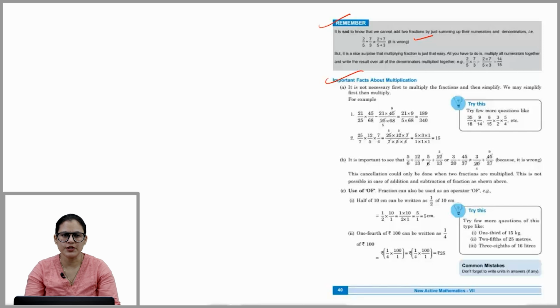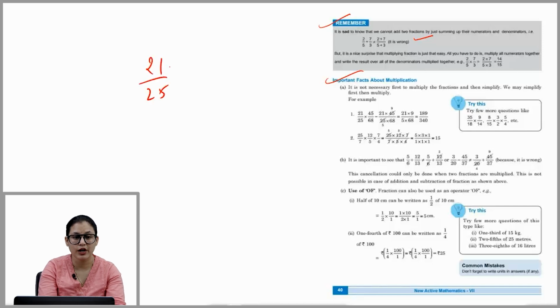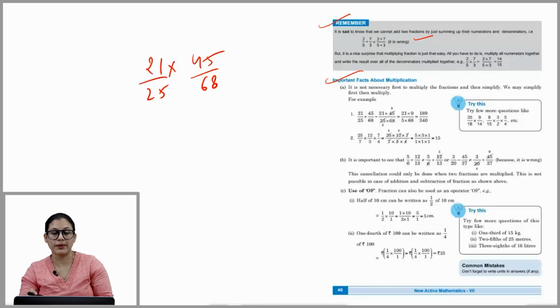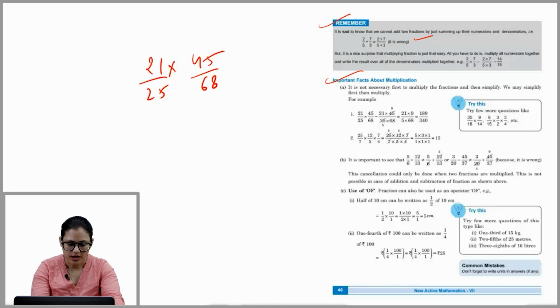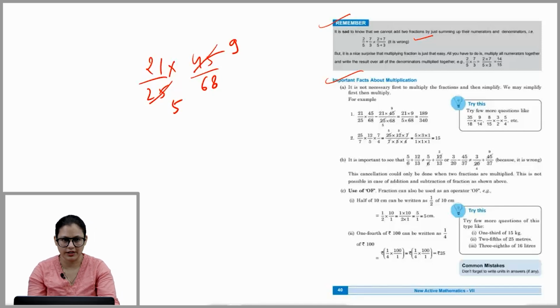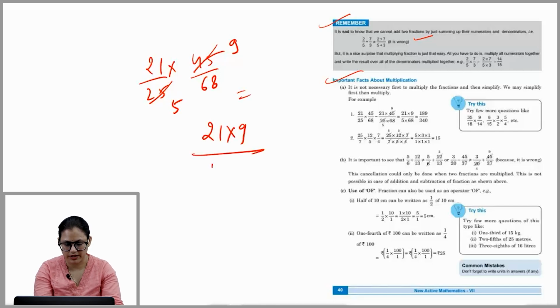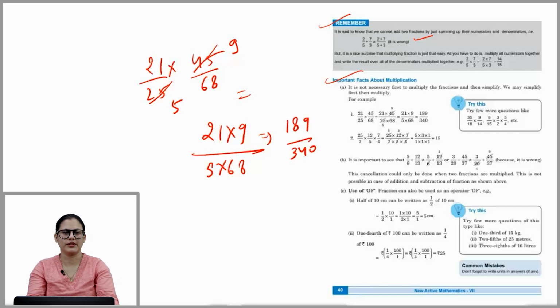It is not necessary first to multiply the fractions and then simplify. We may simplify first and then multiply. For example, here this 21 by 25 into 45 by 68. So it is not necessary that first we will multiply and then we'll simplify it. You can first simplify them. So 5 5s are 25 and 5 9s are 45. Now you can multiply 21 into 9 by 5 into 68. So 189 and 340 is the denominator, right, students?